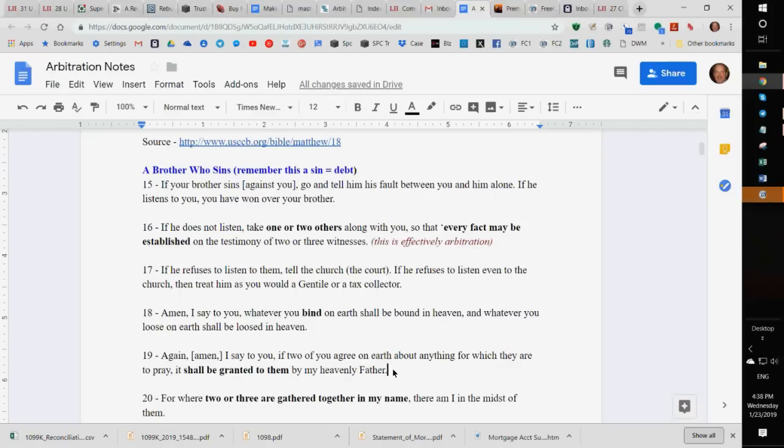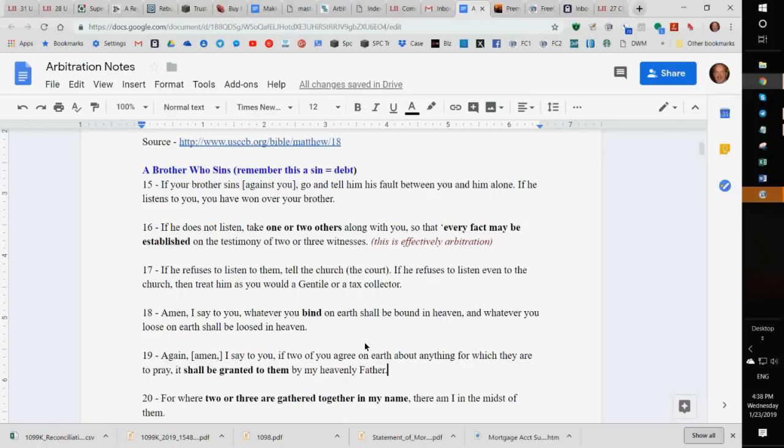When they put you in jail, they put a bond on you. Again, amen, I say to you, if two of you agree on earth about anything which they are to pray, it shall be granted to them by my heavenly Father. Again, how do you interpret what that means? What does heavenly Father mean to you? And of course, to Christians, that means to their Lord, right?